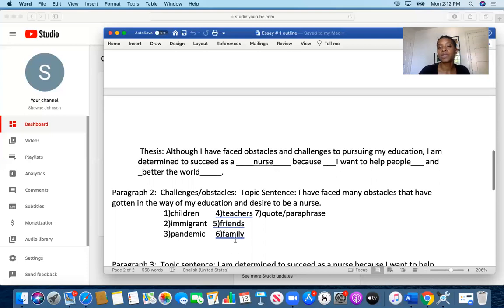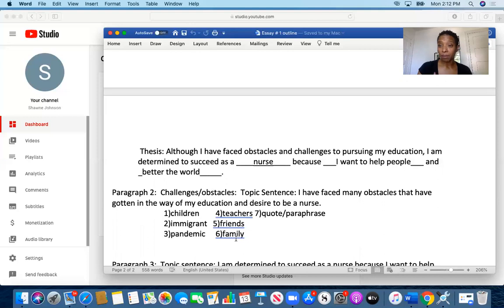A good way to do this is just to jot down a few ideas. In general, you only need three points to develop a paragraph, but you can just jot it down. So maybe I'm going to talk about children. My children got in the way because I had them young and I had to stop school because of them. My family got in the way because they weren't as supportive. And then maybe I'm going to use a quote, but you only need three, right? You only need three of those things.